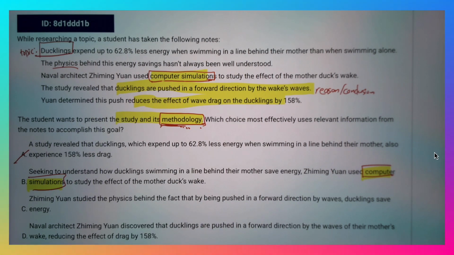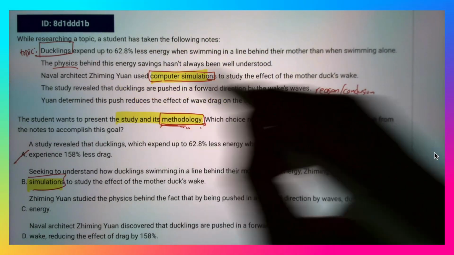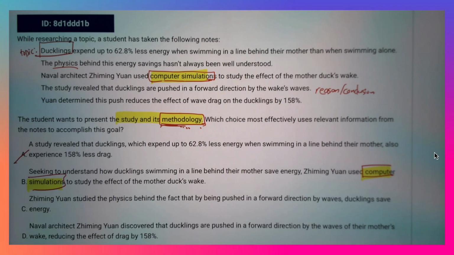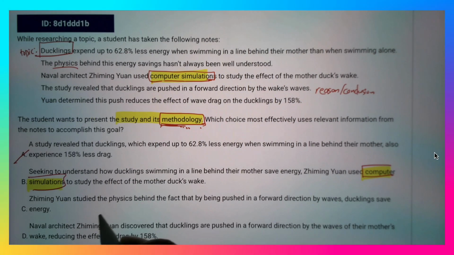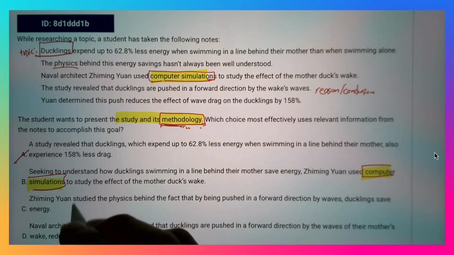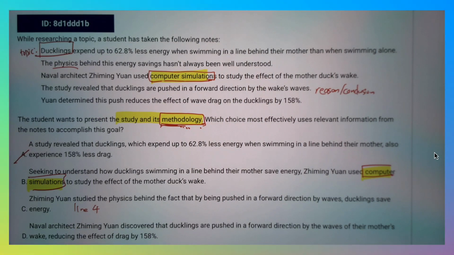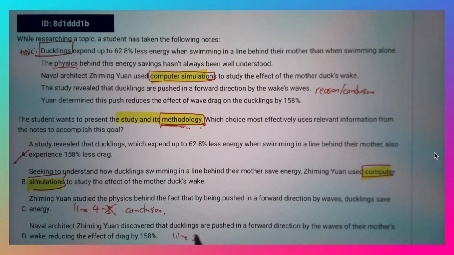C: Zaiming Yuan studied the physics behind the fact that by being pushed in a forward direction by waves, ducklings save energy. Okay, that's part of the conclusion. You know what? I should not really have highlighted this. Yes, conclusion, but not the methodology. So this would be more like line 4, that describes the conclusion. And then this is really line 5 here, what he drew from his research.